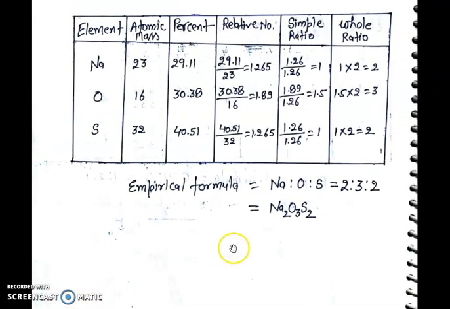Now, the simple ratio of sodium, oxygen and sulfur is equal to 2:3:2, and the empirical formula represents the simple ratio of the atoms, that is Na2O3S2 is the empirical formula.